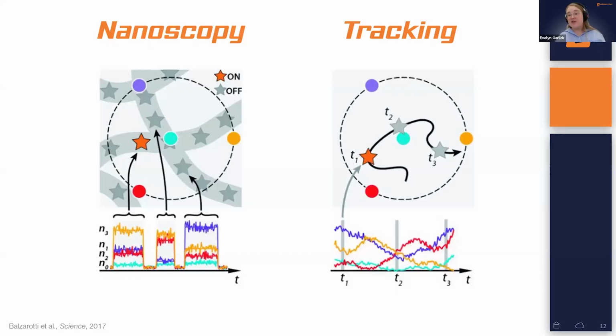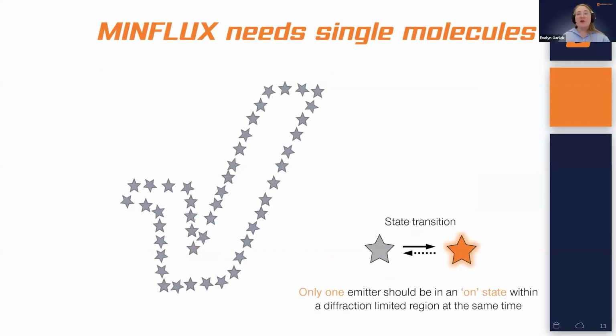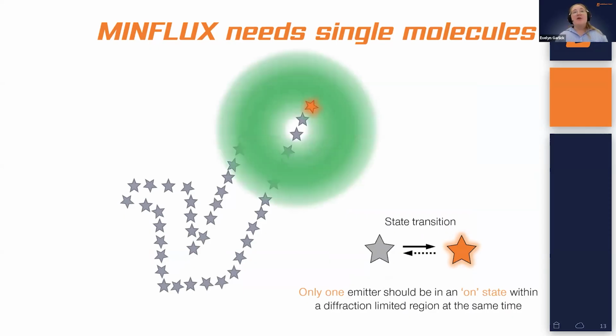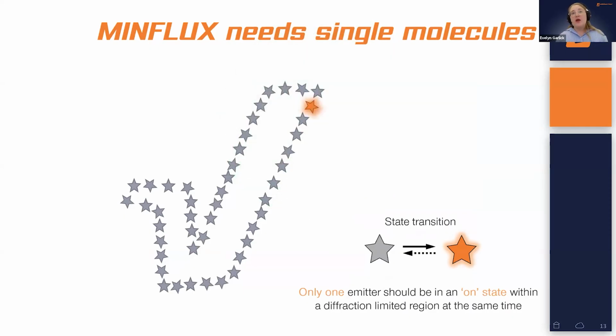So MINFLUX can be used for both nanoscopy and for tracking. What Nichols is doing right now is nanoscopy. And for nanoscopy, we need to have single molecules. So whatever labeling approach you're using for a MINFLUX imaging experiment, that fluorophore needs to be able to undergo a state transition. So it needs to be able to blink on and off in some way. That allows us to then localize our one molecule and one by one localize every different molecule within our structure of interest.